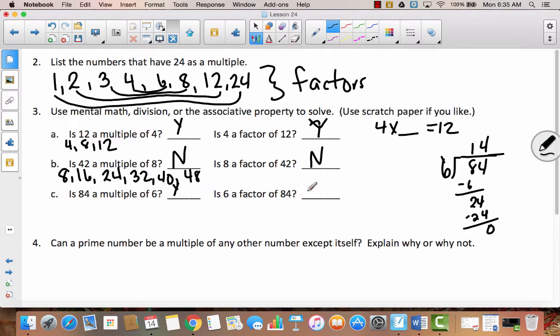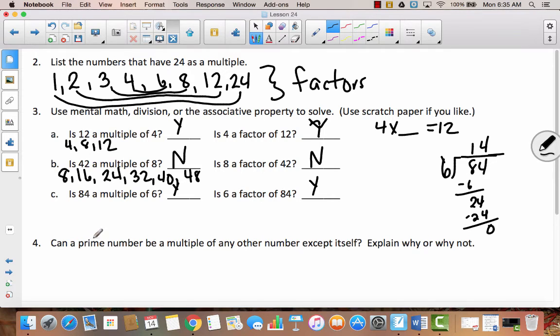Is 6 a factor of 84? Yes, because 6 times 14 equals 84. So I hope you're starting to see this relationship here. If 4 is a factor of 12, then 12 is a multiple of 4. If 8 is not a factor of 42, then 42 is not a multiple of 8.